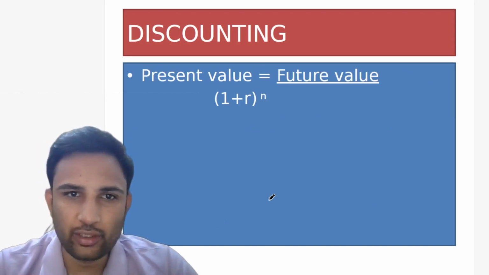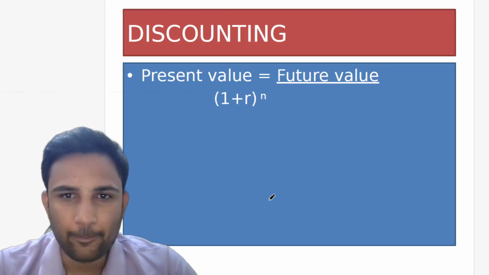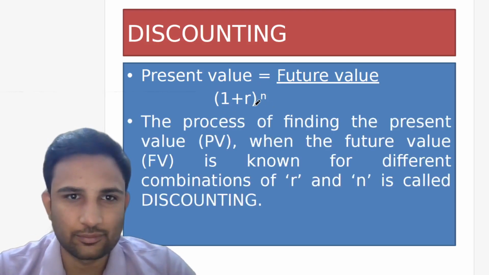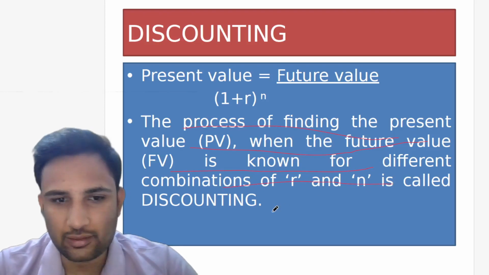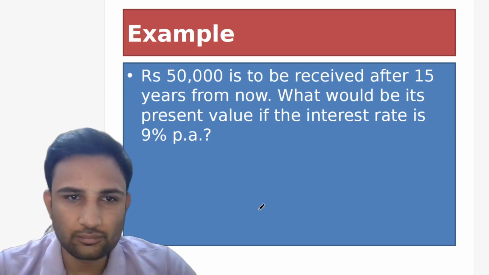What is present value in discounting? Present value equals future value divided by 1 plus r to the power of n. The process of finding the present value, that is PV, when the future value FV is known for different combinations of r and n, is called discounting.